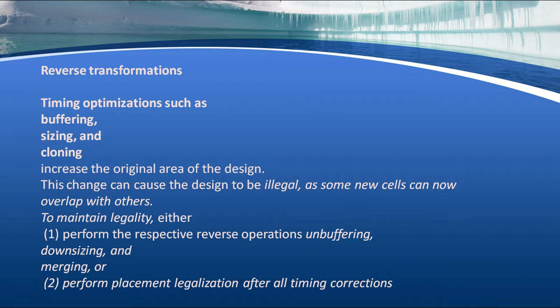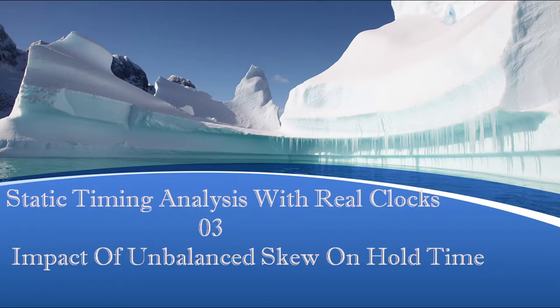What is the reverse effect of the transformations? Timing transformations such as buffering, sizing and cloning increase the original area of the design. This is the problem that occurs. That means we need a large die area. This change can cause the design to be illegal, as some new cells can now overlap with others. To maintain legality, we either perform the respective reverse operation, that means downsizing and merging, or perform placement legalization after all timing corrections. Two things we do there: downsizing and merging, or legalization after all the timing corrections.